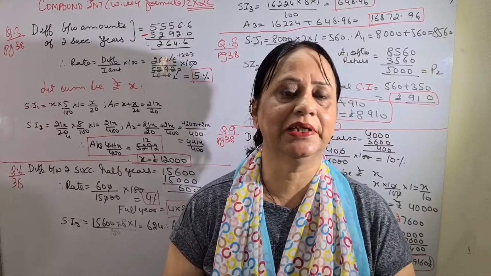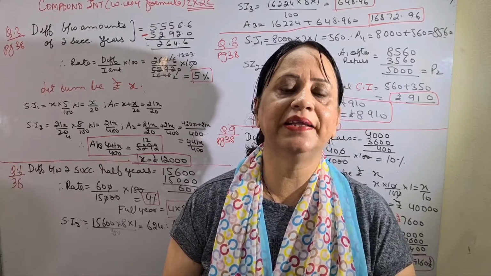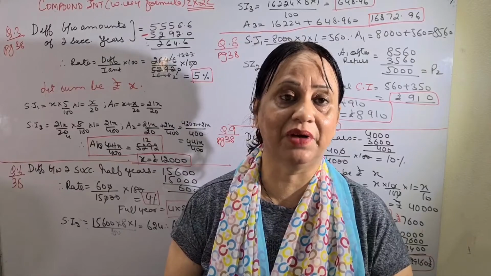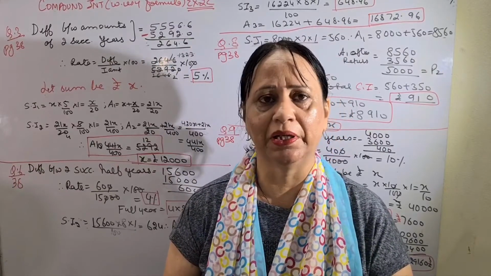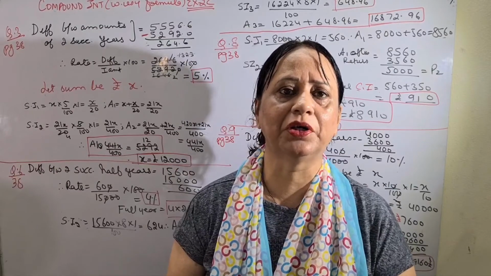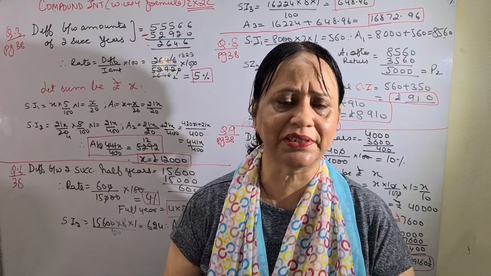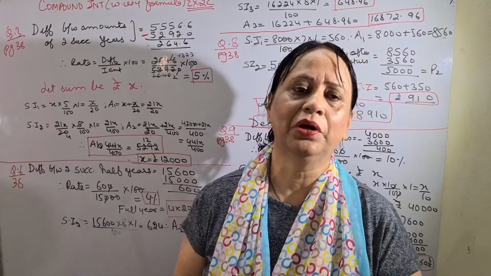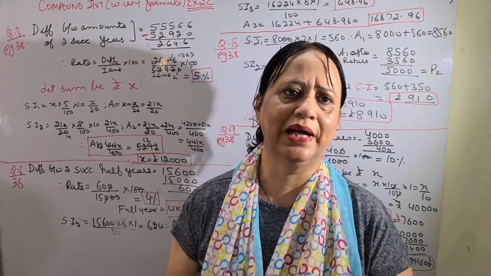Just remember children, in this type of sums you will get either interest for 2 successive years, successive means one after the other, or you will get amount, or you will get principal. The only thing is it should be for 2 successive years. If it is not successive, then you can't use this formula which I am going to explain right now. And in all the questions you will get successive only, so don't worry about that.